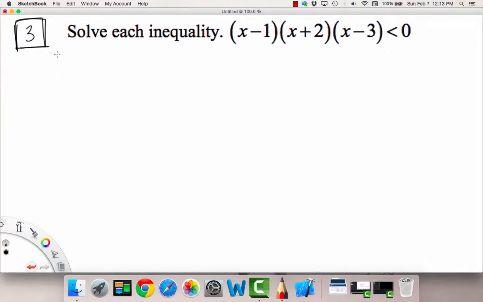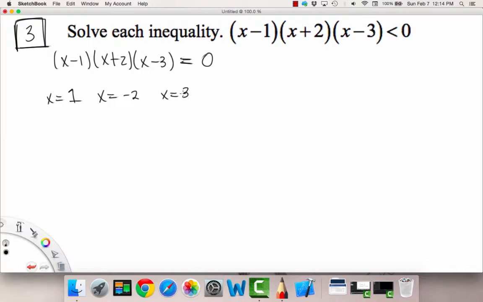Okay? So the first thing we're going to do is pretend that this polynomial is equal to the right-hand side, so that would be equal to 0. If we pretend that, we're just going to find our horizontal intercepts, or our roots, and that would be x equals positive 1, x equals negative 2, and x equals positive 3. Okay? So now I'm just going to do the method of sign analysis, sign as in S-I-G-N.